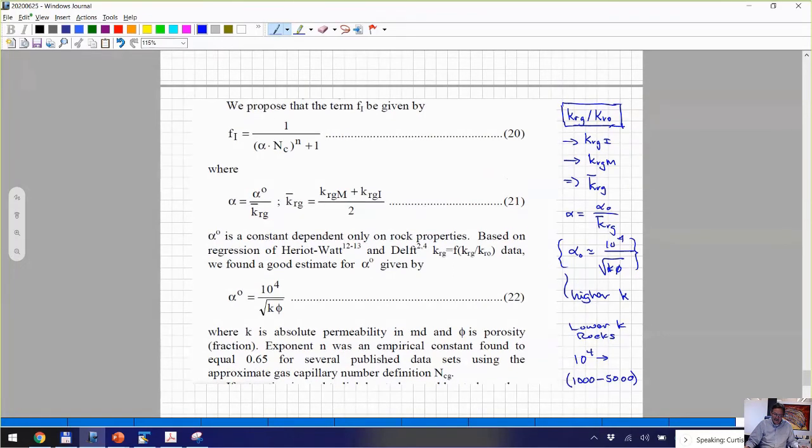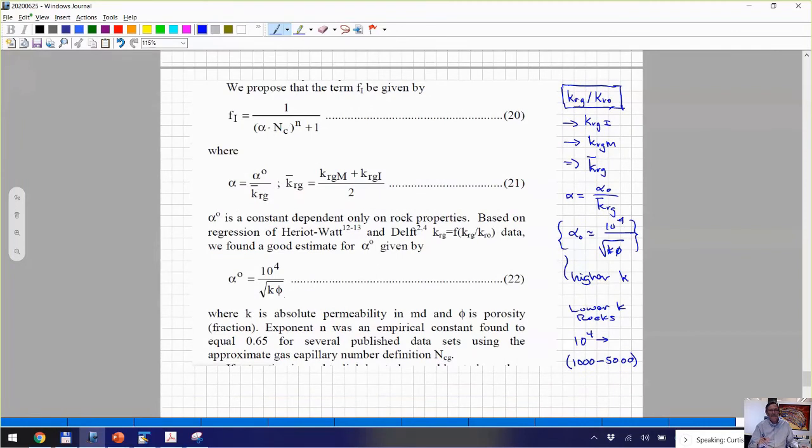Yeah, so to use this capillary number dependence correlation, you have to pick either this method here, where I think in Eclipse 100 you can specify the alpha 0, or it can be calculated by correlation. No, we have to specify. You have to specify alpha 0. Okay, so this has to be specified, and then n, a small n. I think not alpha 0, but the 10 to the power of 4 you can change. Okay.